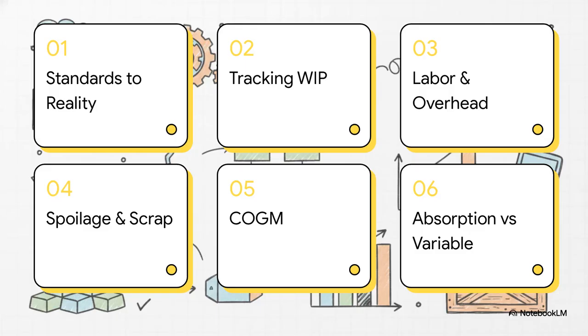All right, so here is our map for today's journey. We're going to hit 6 key areas. First, we'll go from standards to reality. Then, tracking work in process. Third, allocating labor and overhead. Fourth, handling spoilage and scrap. Fifth, calculating the cost of goods manufactured. And finally, number 6, we'll dive into absorption versus variable costing.